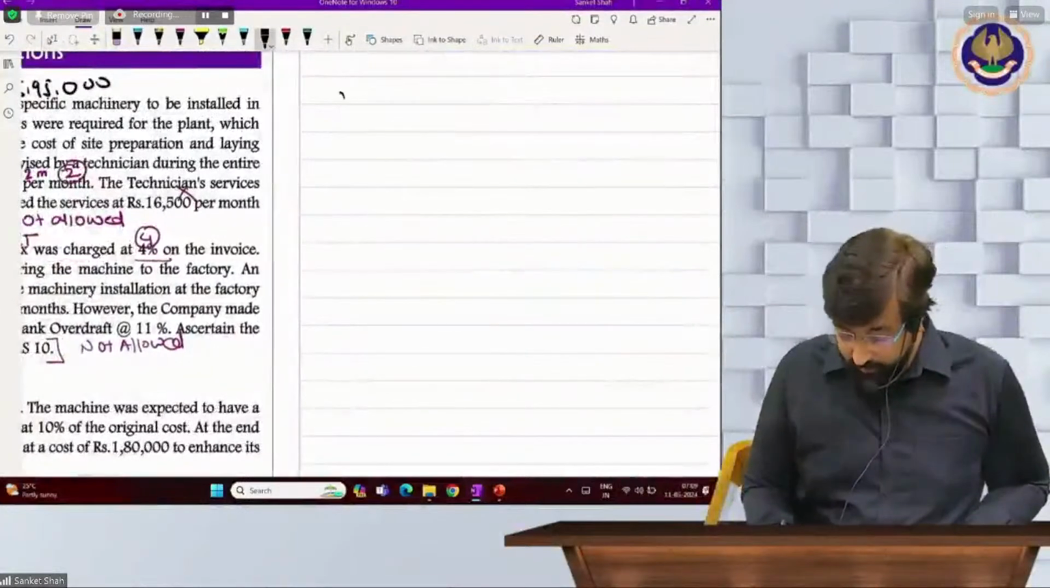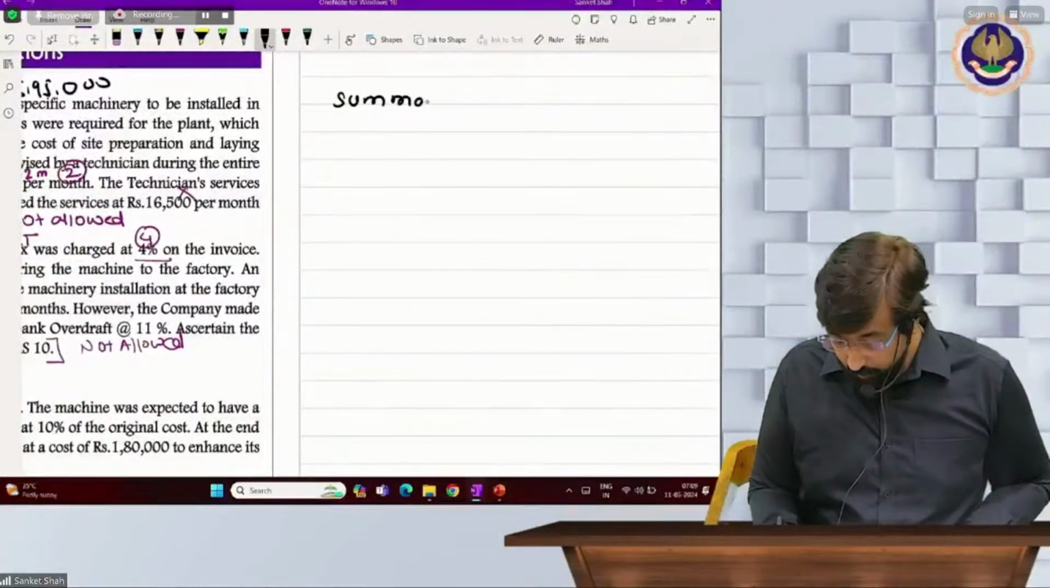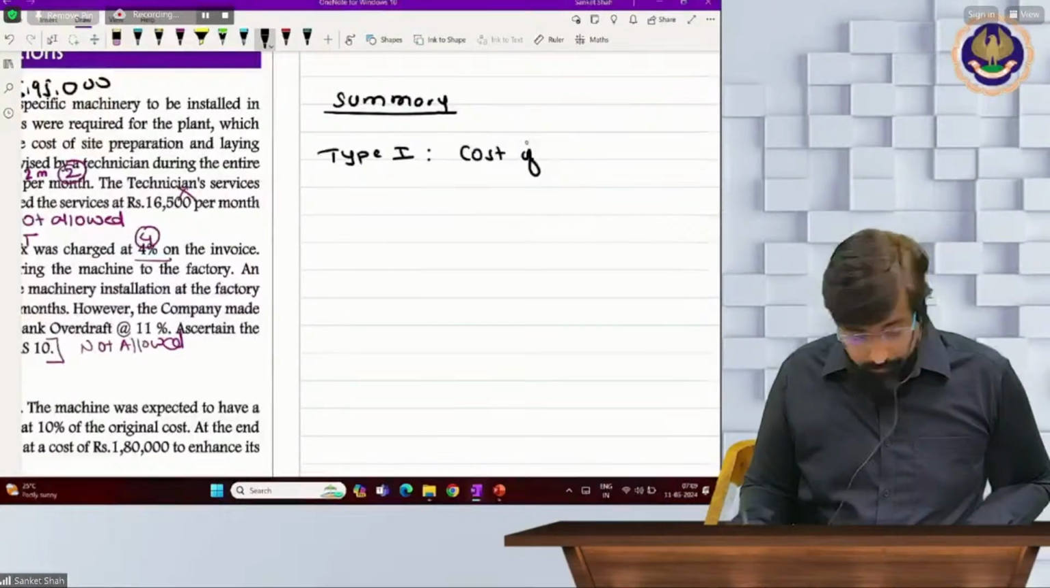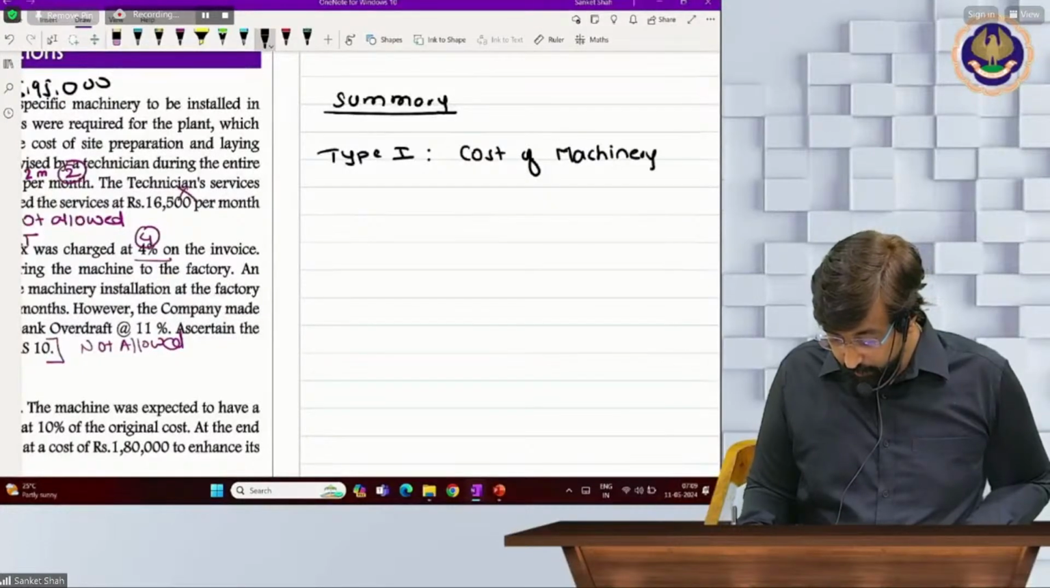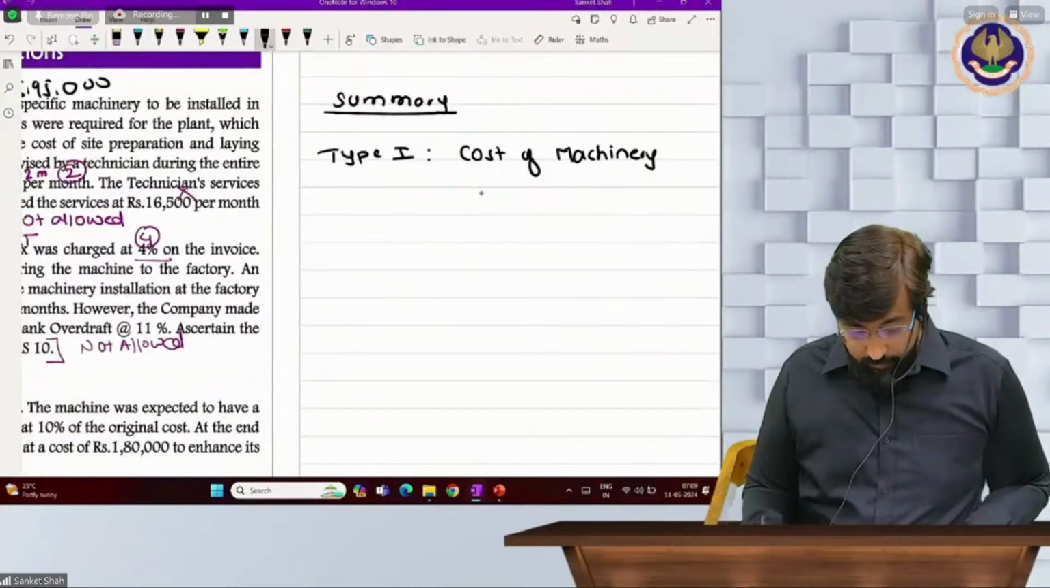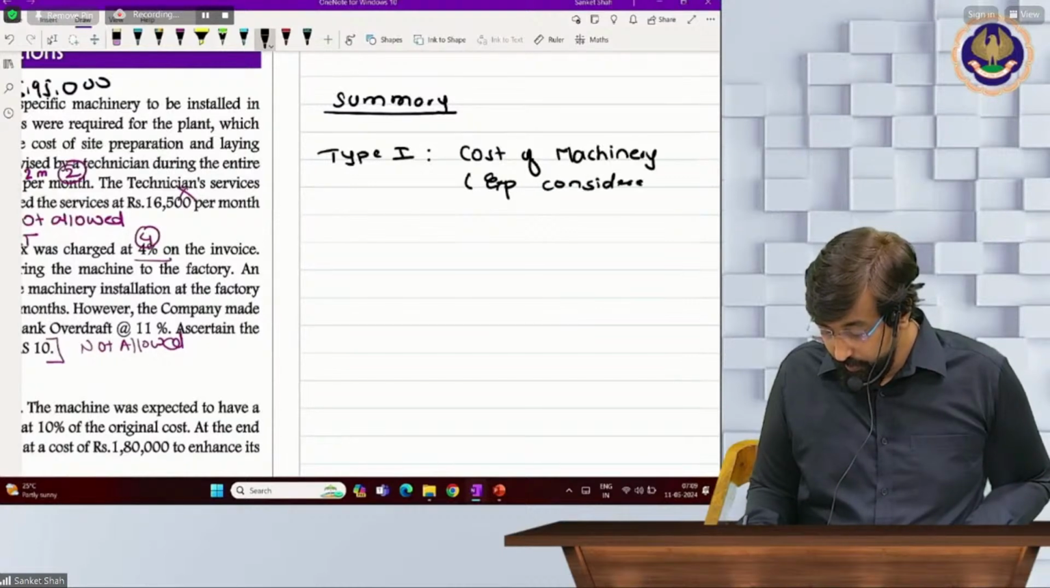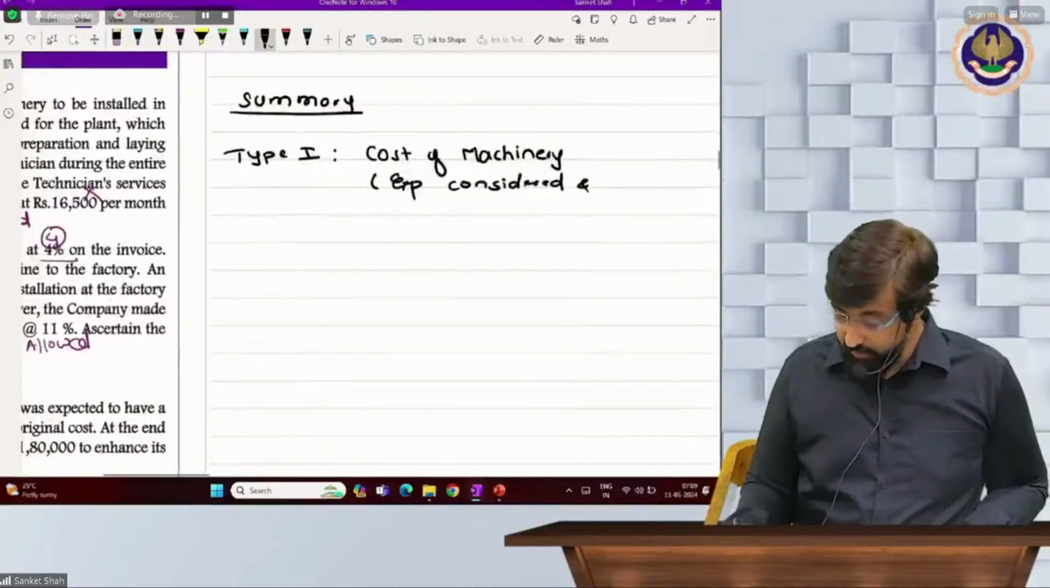What is the summary? Write down type 1, cost of machinery. Expenses considered and not considered.